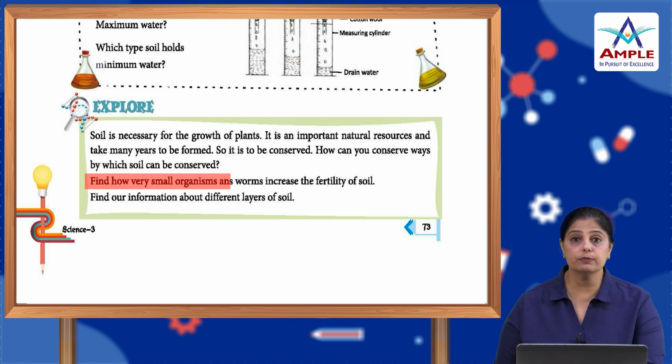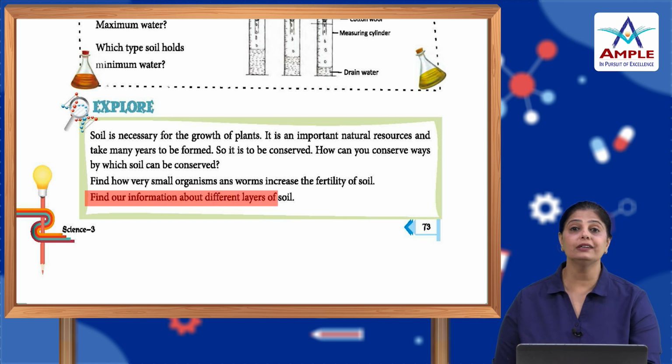Find out how small organisms and worms increase the fertility of soil and find out more information about different layers of soil. So, children, but before you explore all this information, you know what you have to do. You have to reread the chapter, complete all the exercises, complete all the activities and then start doing the exploration and write about how can you conserve the soil. Alright children, get going.